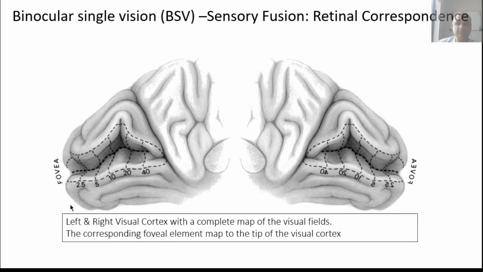So this is a map of the visual cortex of the right and left halves. As you can see, the information from the corresponding foveal element comes to the tip of the visual cortex, here and here. And the pathway between this and the corresponding foveal element is always hard fixed. It's not going to change. So the information from the fovea is also always going to end up here and here. And because these two areas are linked together, the visual cortex can fuse these two images and show you one. That is why we have two eyes, but only see one.